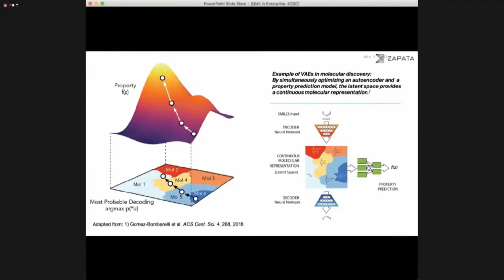So we can use this in molecular discovery, for example, by simultaneously optimizing the autoencoder, and this will provide us with a property prediction model, the distribution that we'll use to describe that latent space. And you can map that to a molecular representation, so a structure to function type of property prediction that we can do.